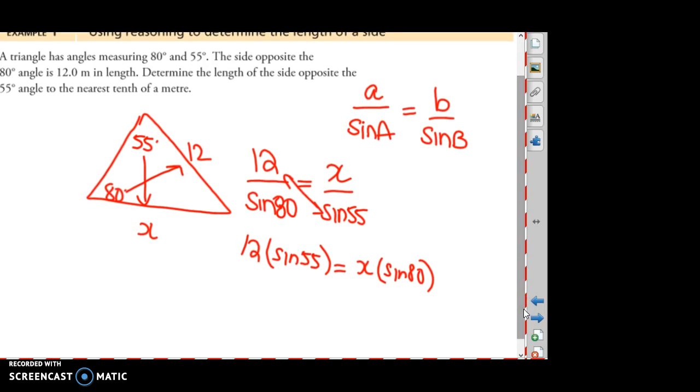Okay, so 12 times sine 55, we want x by itself. So to finish this question, we would divide by sine 80, leaving us with x on one side, and 12 times sine 55 divided by sine 80 gives us 9.981. So that side length, if we round it up, would be 10.